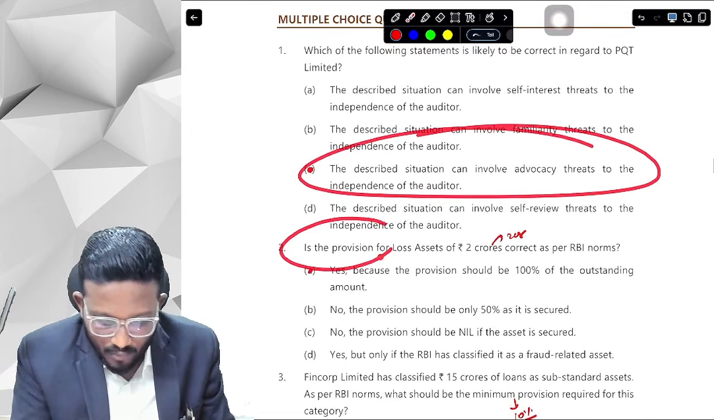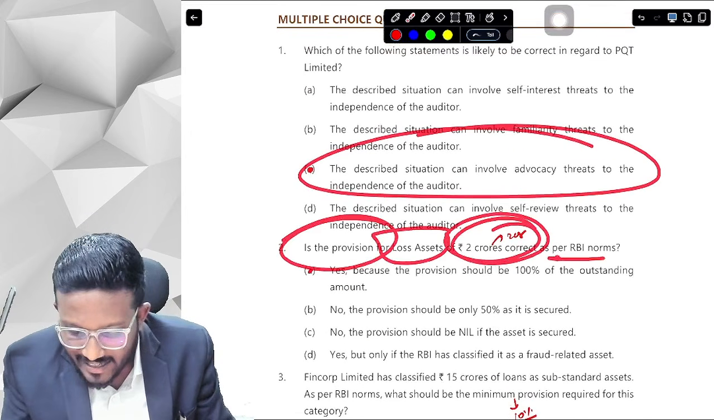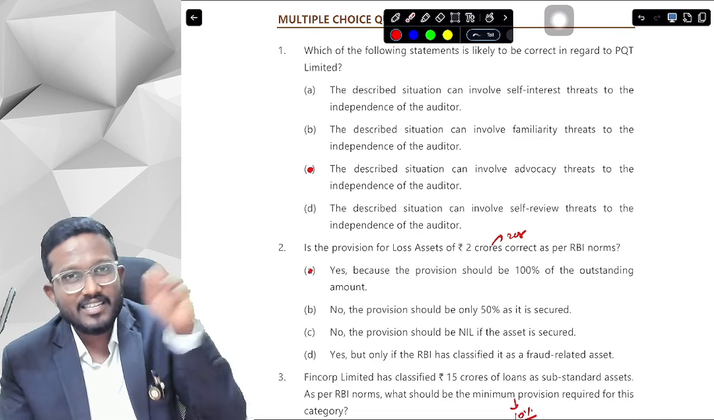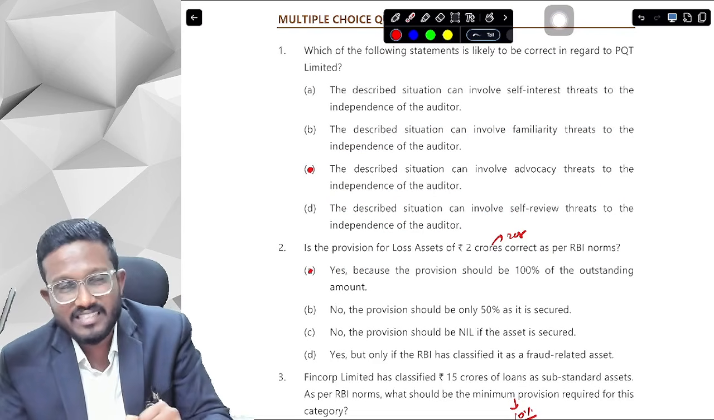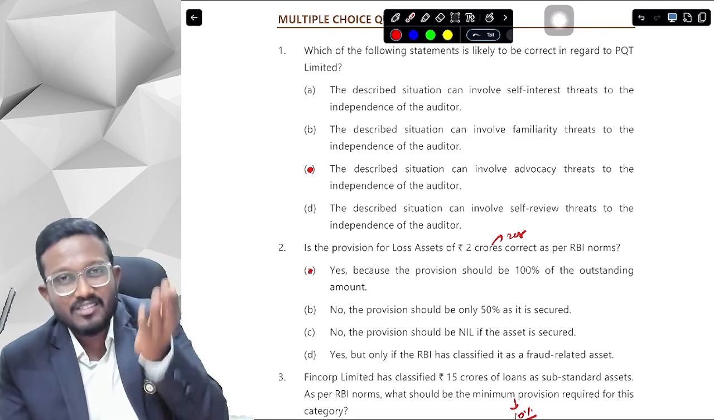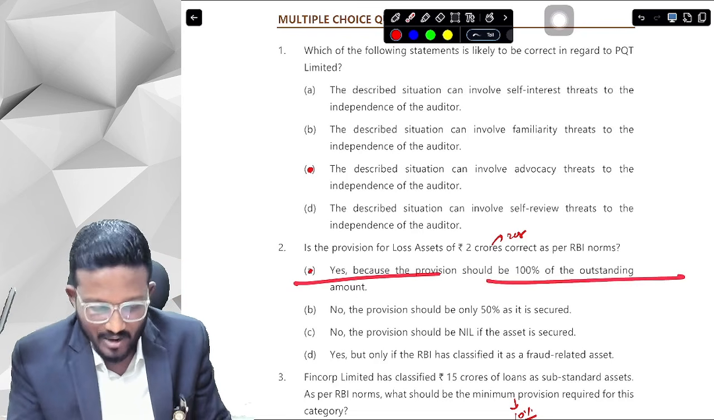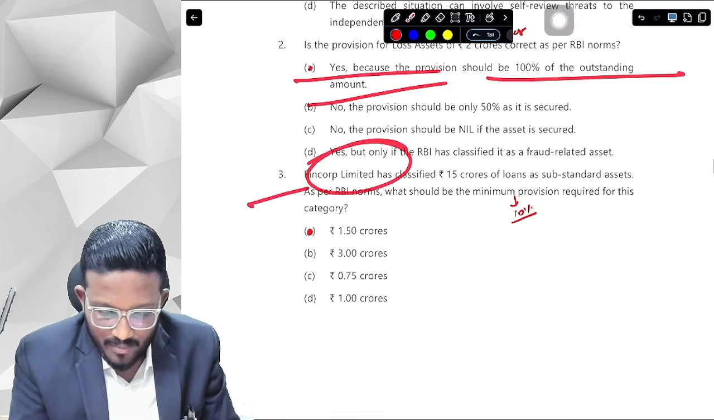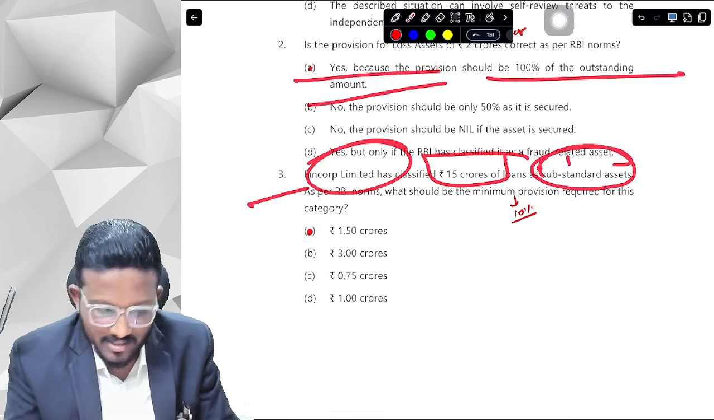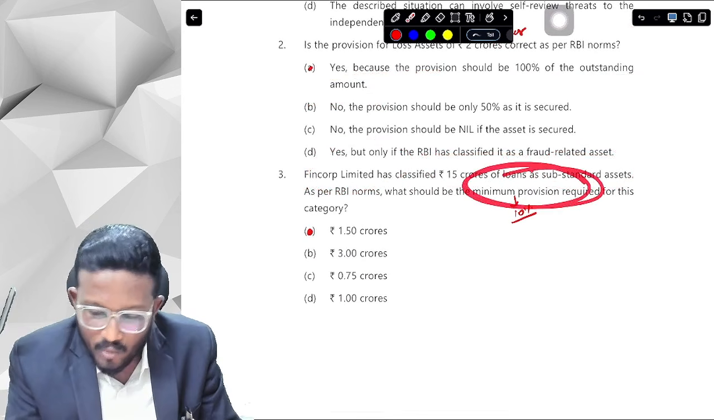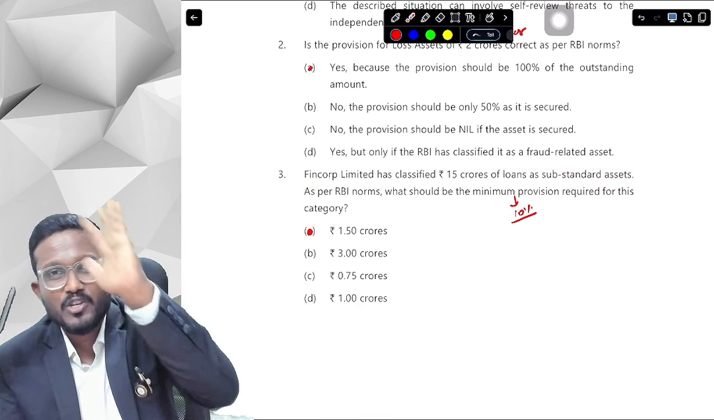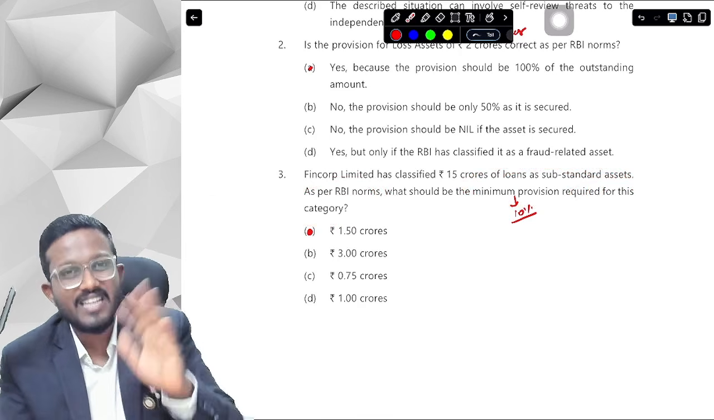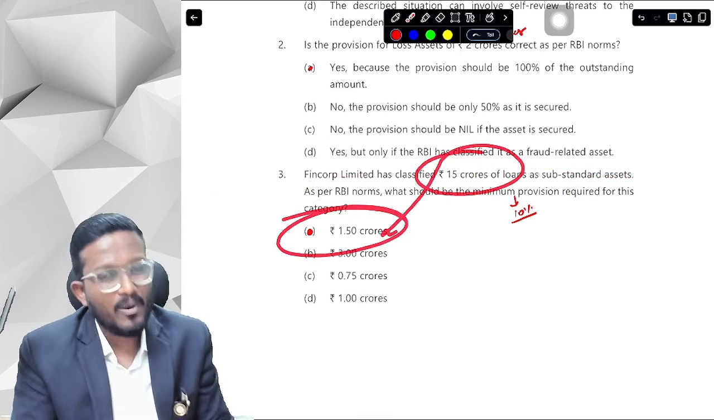Second is the provision for loss asset of 2 crore correct as per RBI norm? So here there is a loss asset of 2 crore and we have done a provision of 2 crore for the loss asset. Is it correct? Yes, this is correct, because on loss asset we have to do 100% provision. Okay, yes sir. Next is there is Fincol Limited, which has classified 15 crore of loan as substandard asset. What should be the minimum provision required for this particular category? In NBFC, if there is a substandard asset, what is the provision for substandard assets, sir? 10% of substandard asset. So 15 crore, that will be 1.5 crore.